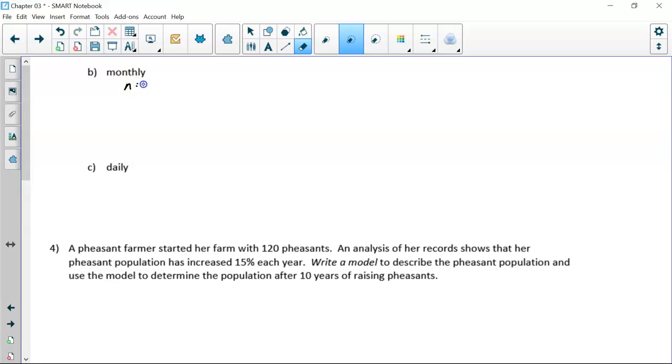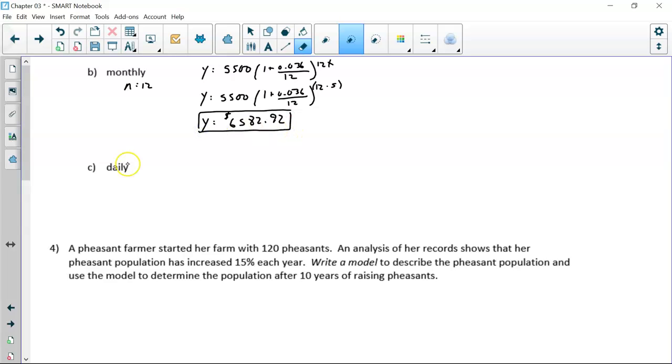So n equals 12. So y equals 5,500 times 1 plus 0.036 divided by 12 to the 12t. That's the model. So 5,500, 1 plus 0.036 divided by 12 raised to the 12 times 5 because it's 5 years. And you're going to have about $6,582.92.